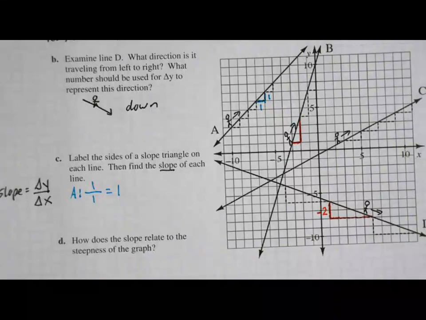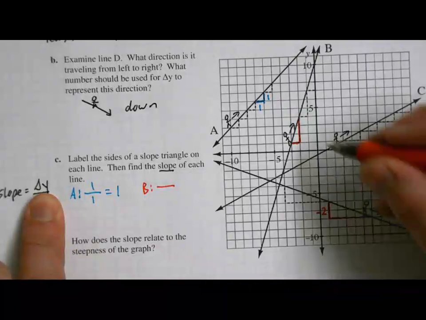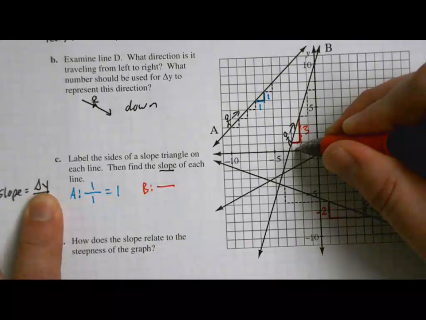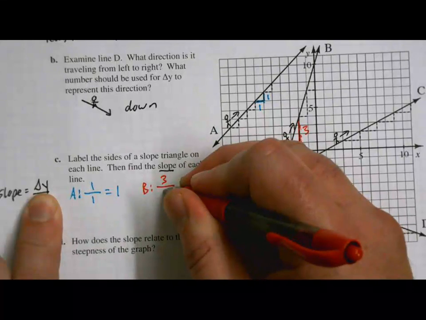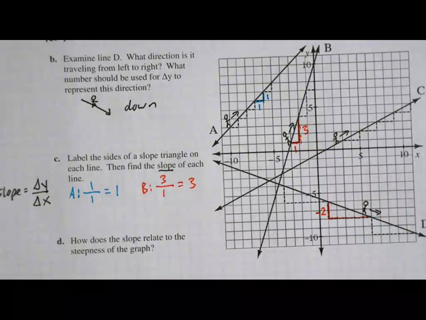All right, my change in y over change in x. Change in y, 1, 2, 3 spaces, and my change in x is 1. So change in y over change in x would be 3 over 1. 3 divided by 1 is 3. So my slope there is 3.